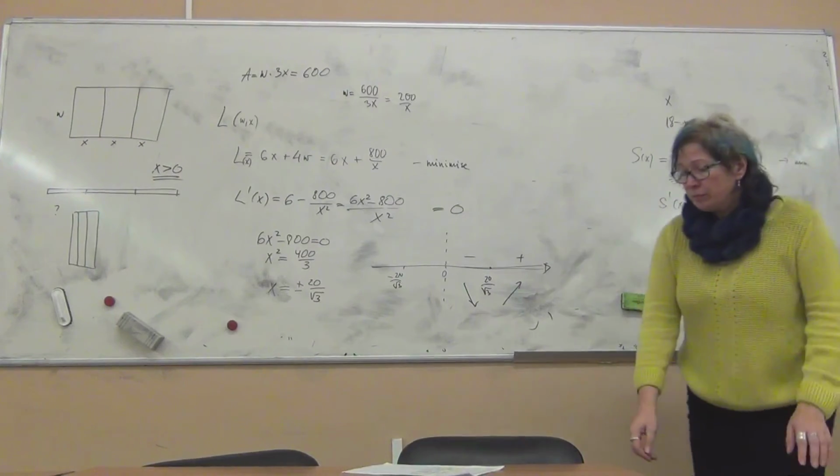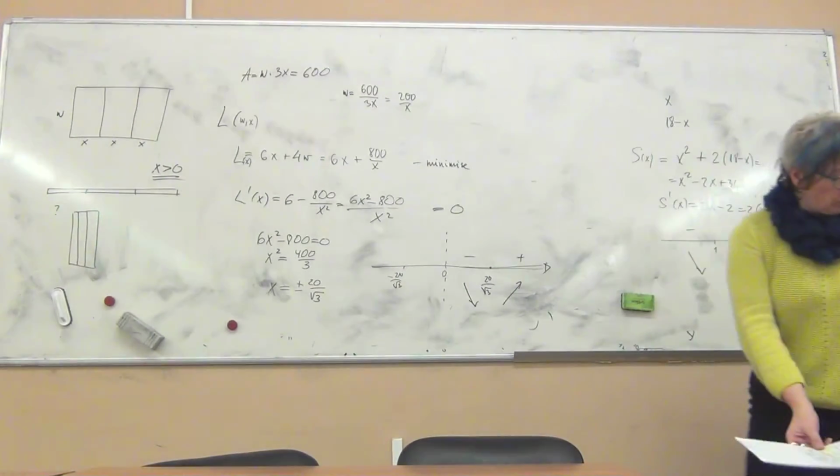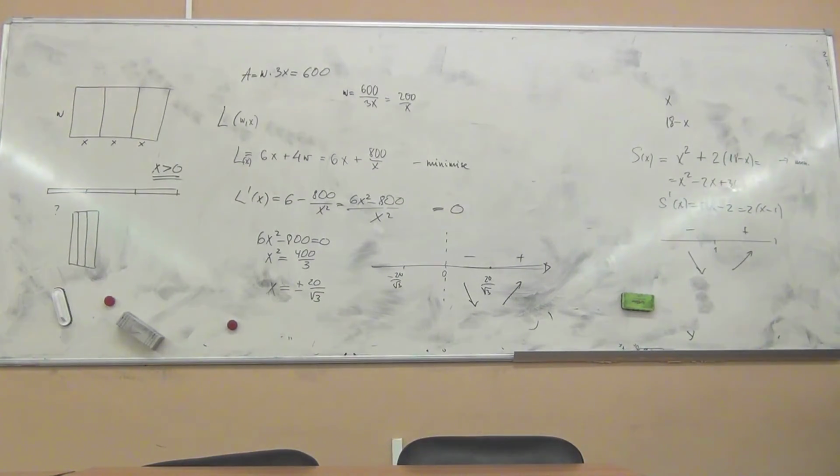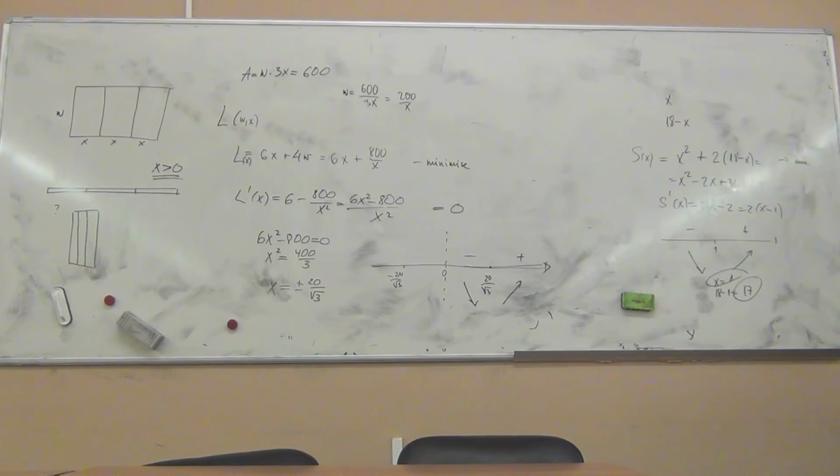All right. And what was the result? Find these numbers. So, okay, x is 1, and obviously the second number, 18 minus 1, is 17. So those numbers are 1 and 17. That's the answer. Okay.